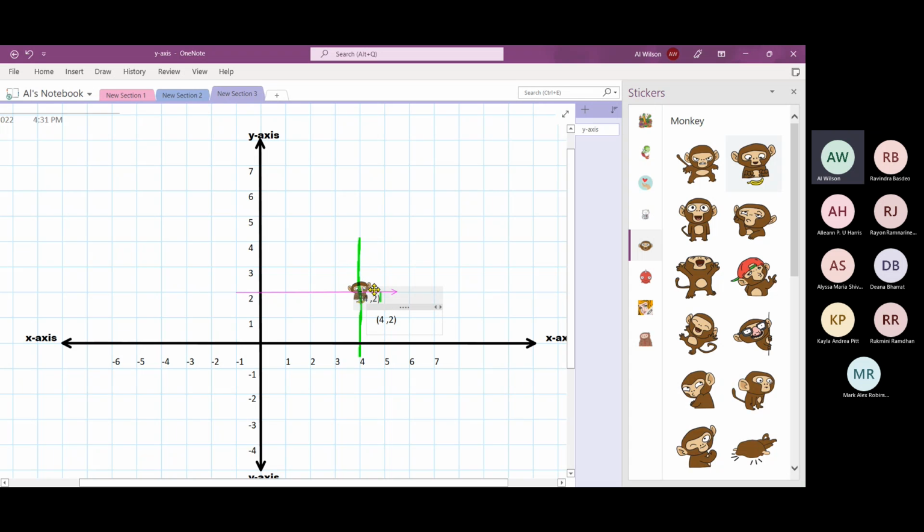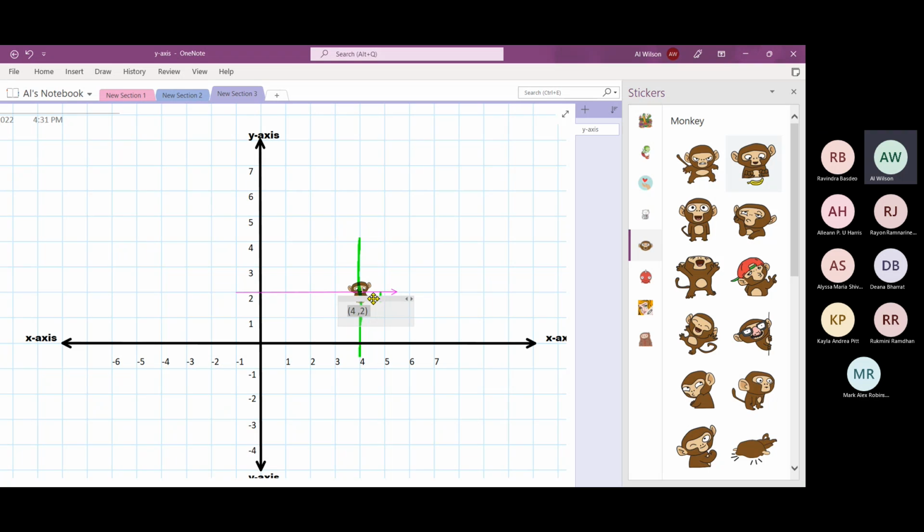Yeah, and that there would be your answer. The monkey is located at 4, 2. See how simple it actually can be? Yes, sir. So any questions right now?